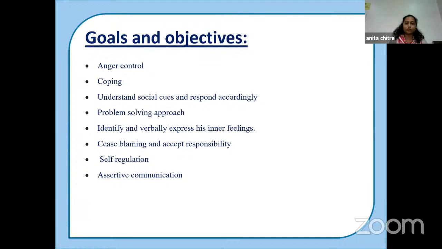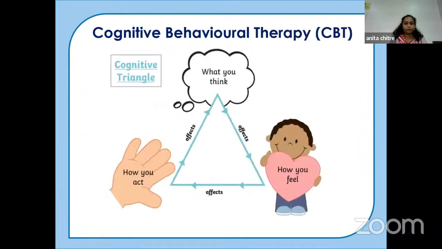So understanding the social cues and responding, problem solving, rather than getting emotional about situations, understanding how we can have a more solution-based problem-solving approach, identify and verbally express his inner feelings. Cease blame. He had a lot of blaming behavior on his mother and the brother. So cease blaming and accept the responsibility for his acts. Develop some internal regulatory control by his own thought process and have more assertive communication rather than aggressive one.